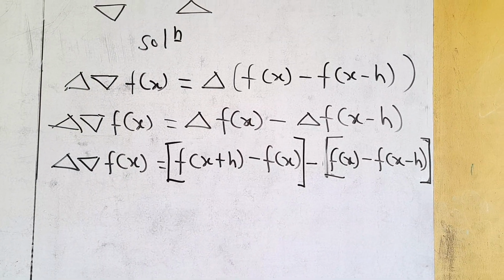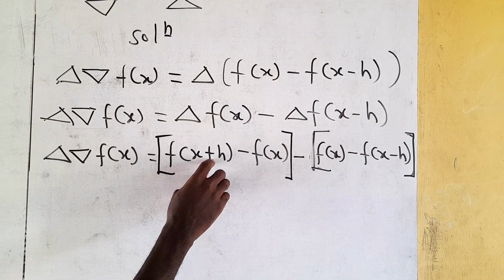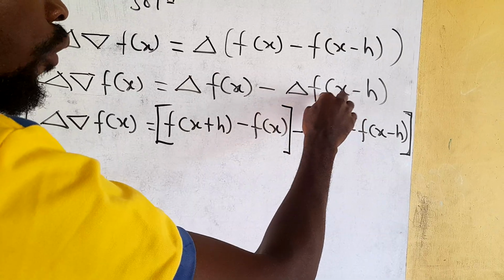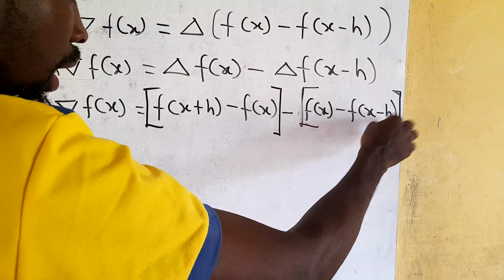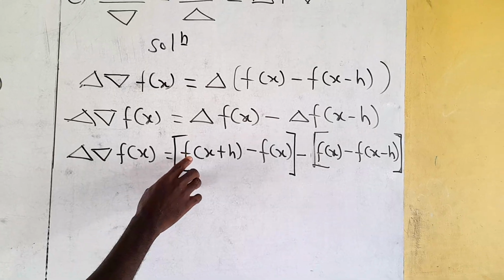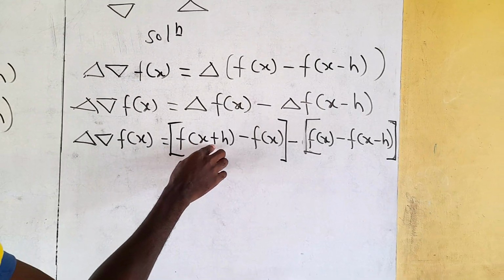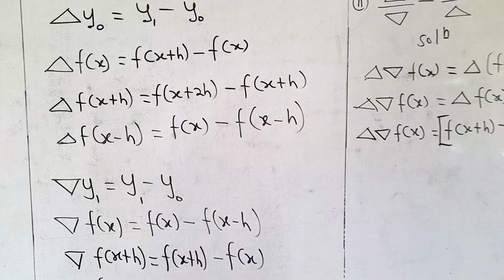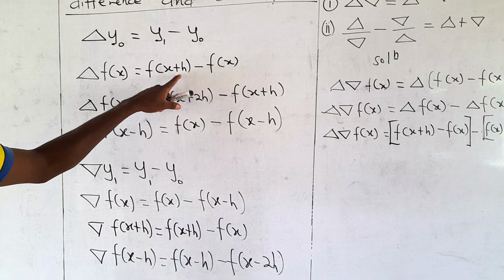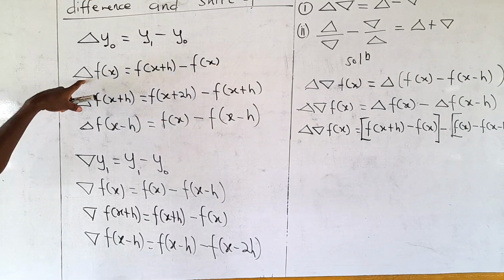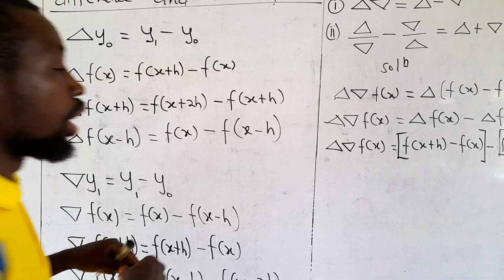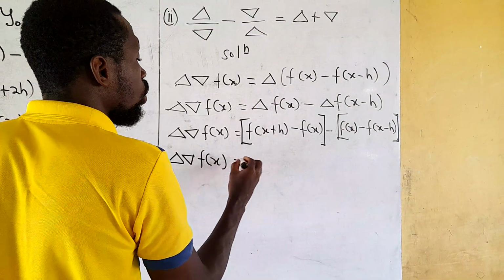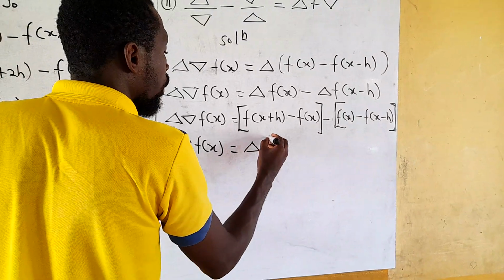So having known that the delta of a function is a function f of x plus h minus the function itself, then delta of f of x minus h is f of x minus f of x minus h. Then what is f of x plus h minus f of x? So you come here, look at it, f of x plus h minus f of x. So that's what is delta of a function. So we can say that delta nabla of a function is equal to, this one is actually delta of a function.